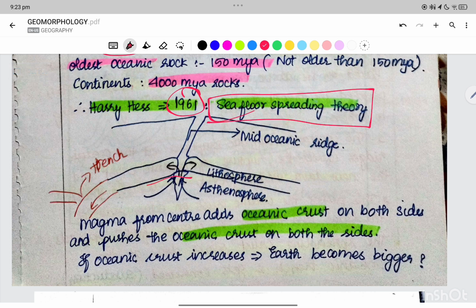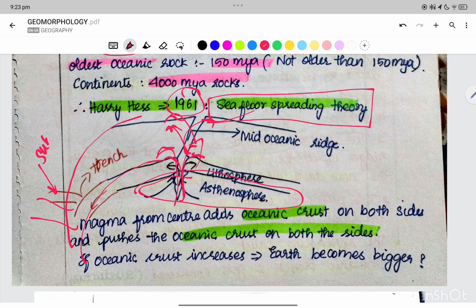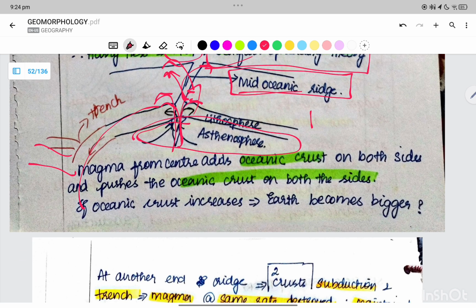The asthenosphere is the source of magma, and then through the ridge of the lithosphere, we have the eruption of the magma. Here there is a trench where the plate is going to subside. The plate subsides at the trench, and this is called a mid-oceanic ridge. So who has proposed the sea floor spreading theory?